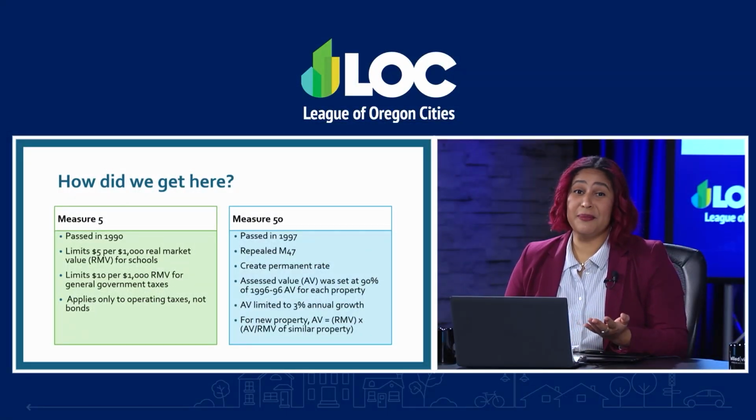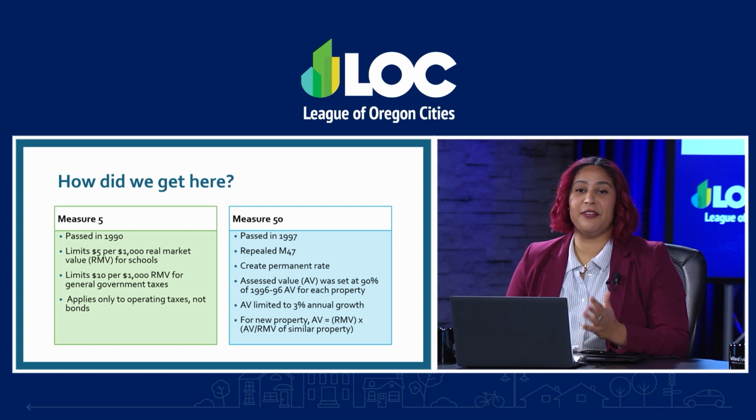But there's something that happens when you reach these limits as a taxing district. You go into compression, and we'll talk about that later. But then a couple years later, there was another measure, Measure 50. It passed in 1997. It repealed a different measure, Measure 47, that is unimportant to this conversation, and it created a permanent tax rate. And for some people, that meant it froze their permanent rate in at zero, so they can't collect property taxes. It also created a new system of assessed value, which was set to 90% of the 1996 or 1995-96 value for each property.